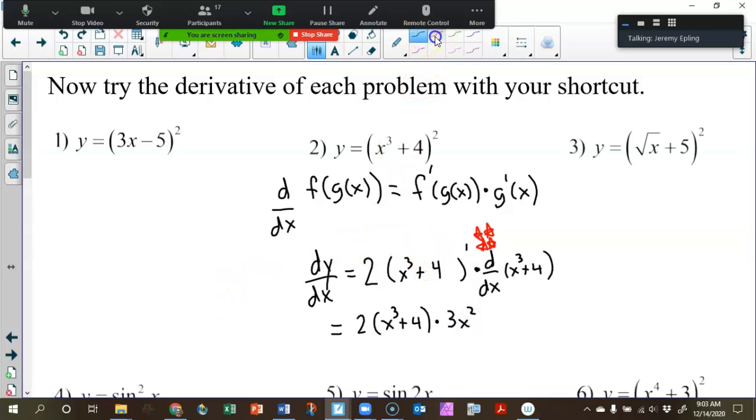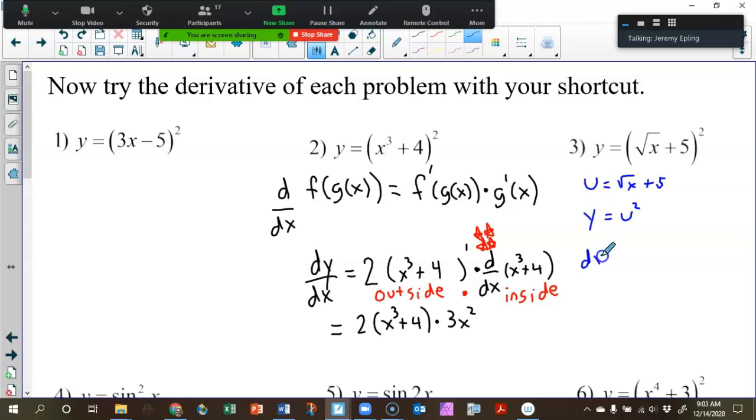The derivative of the outside times the derivative of the inside. That's our chain rule pattern. Now, are there any questions there with number 2? Okay, number 3, we're going to write using Leibniz notation. We're going to let u be the square root of x plus 5. And so y is u squared.